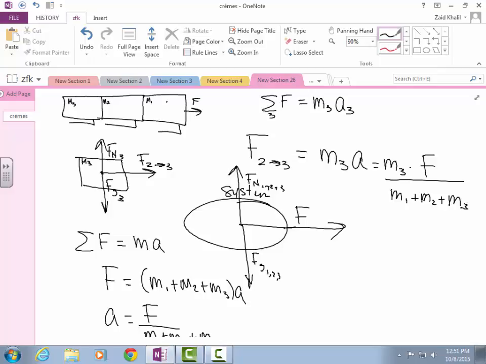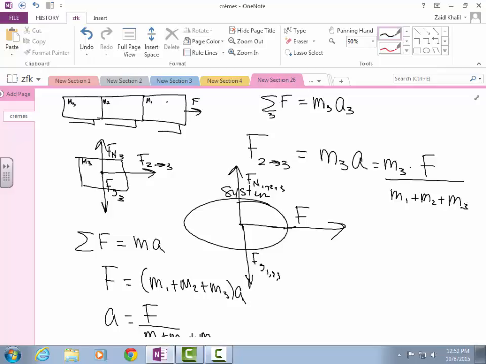And how did you get the force of 3 on 2? Because of Newton's third law, exactly. So what's the net force on M2? So the net force on body 2 is equal to M2A2, right? Which is equal to M2A, which is equal to M2 times F over M1 plus M2 plus M3, right?